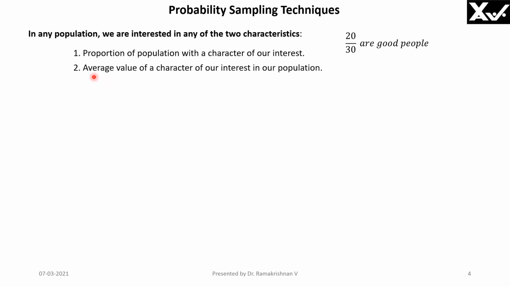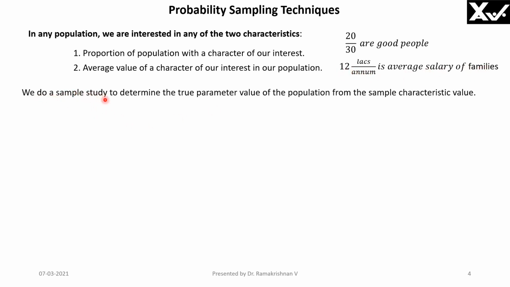The second one is the average value of a character of our interest in our population. This is like average salary, average weight, average height. See, average salary is 12 lakhs per annum per family. We do a sample study to determine the true parameter value of the population from the sample characteristic value. Please note, a population characteristic is called a parameter because it is fixed and it doesn't change. And the sample characteristic value, we are getting it from the sample that we collect from the population. This is called a statistic. So we estimate the population parameter from the sample statistic.